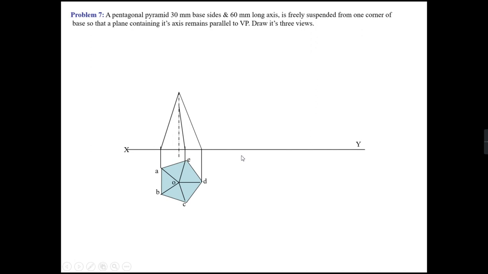So first of all, we will draw the pentagonal pyramid standing on the HP, right? And how to draw a pentagon I have already discussed. So this is how you will get the front view and top view. Okay, and also how to find the center point of this pentagon, that we have already discussed. After that, I am suspending this pentagonal pyramid from one of its corners.